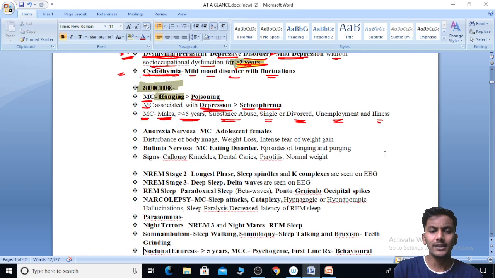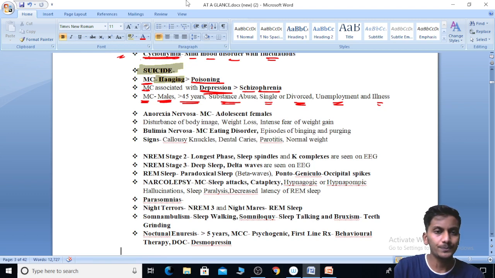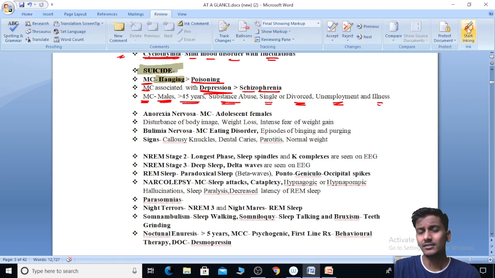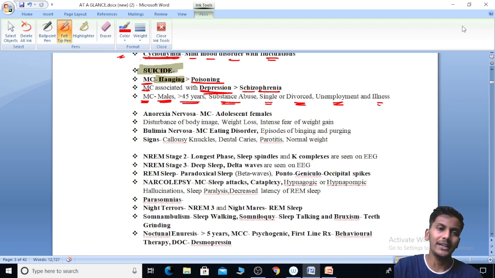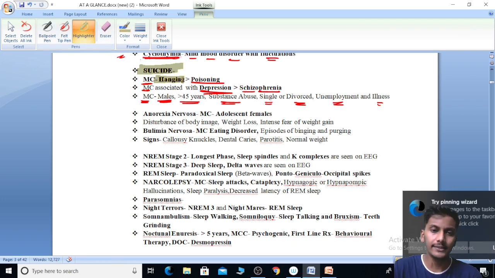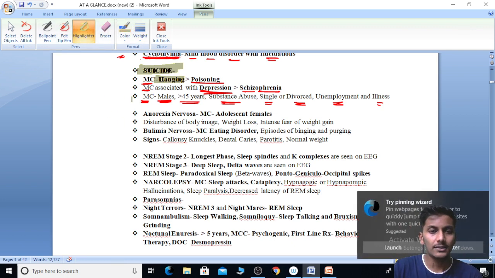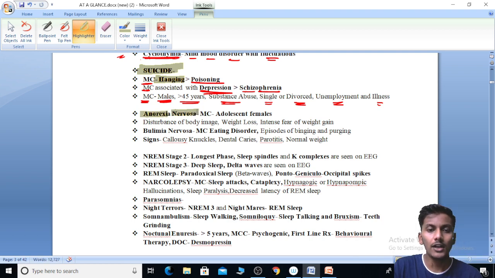Now next one, now coming to some eating disorders, and these are also important, guys. There are two main eating disorders that you need to remember. There are one or two images which can be asked from eating disorders also, that we'll discuss later, right? So please remember this. Now talking about the first eating disorder, that is known as anorexia nervosa.